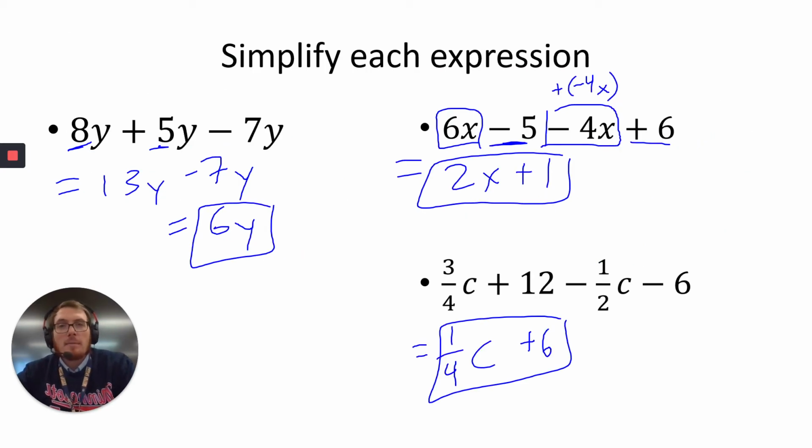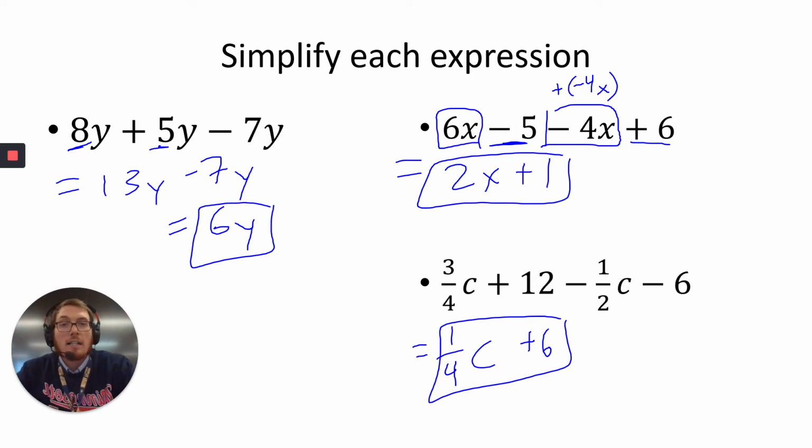Okay, when it comes to simplifying, some of you are going to catch on really quick to this. Others will take a little bit longer. The key is combining things that can be combined because of their like terms. So 8 plus the 5y would be 13y, and then minus 7y. They can all be combined together to 6y. For the second question, you got 6x and then minus 4x because it's really plus negative 4x. That minus sign goes with the next piece of the expression, not the previous part.